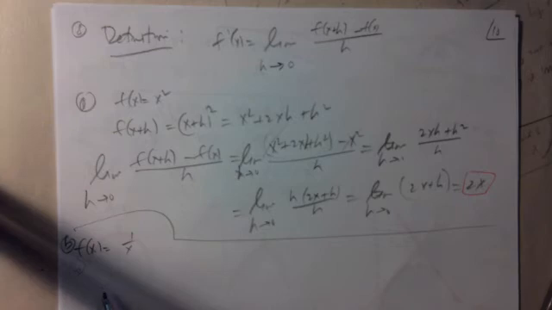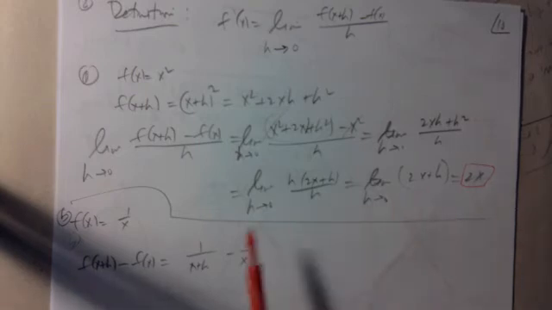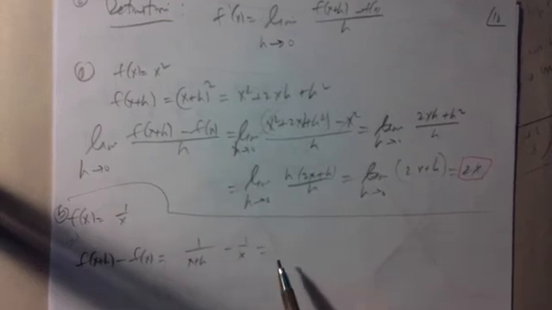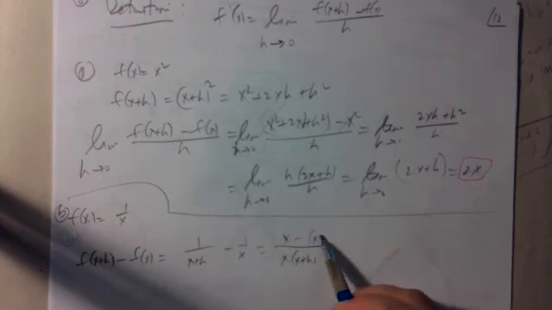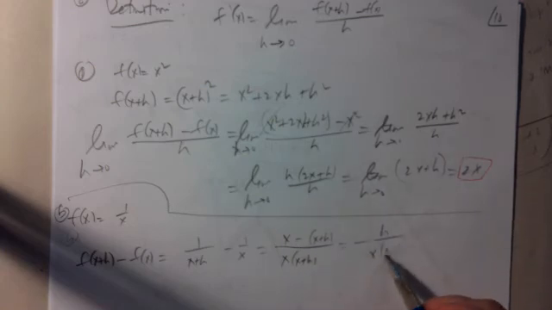So f of x plus h minus f of x, that's 1 over (x plus h) minus 1 over x. So if you don't know what else to do, you just subtract the fractions. That means you put them over a common denominator of x times (x plus h). So you get x minus (x plus h). And the x's cancel, you get minus h over x times (x plus h).